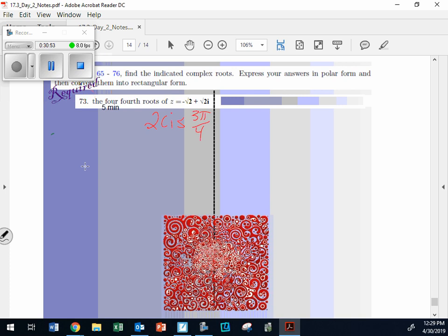This is the part where I'm going to do the hard work, and that is plus 2 pi k, put it to the 1/4, and then do the move of the exponent, and then I'll do k equals 0, find an answer. K equals 1, is that enough answers? No, I need 4. K equals 2, is that enough answers? No, I need another one. K equals 3, that's 4 answers.